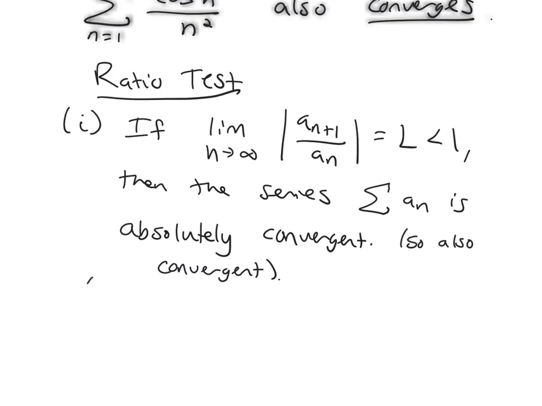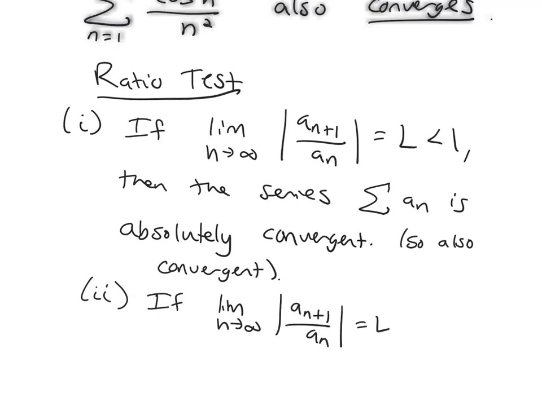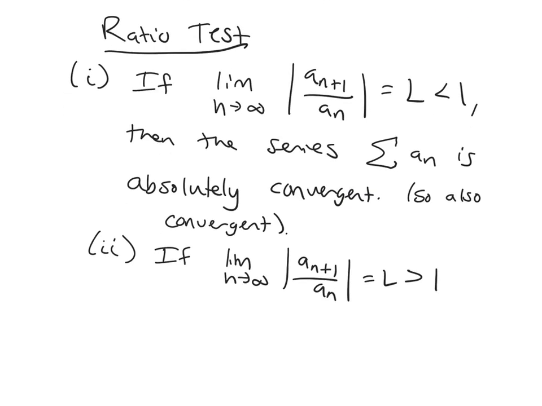Okay, part 2 says if the limit of the absolute value of a_(n+1) over a_n is L, which is strictly bigger than 1. So if you get a number that's bigger than 1 for the limit, or if you get infinity for the limit, the series diverges.